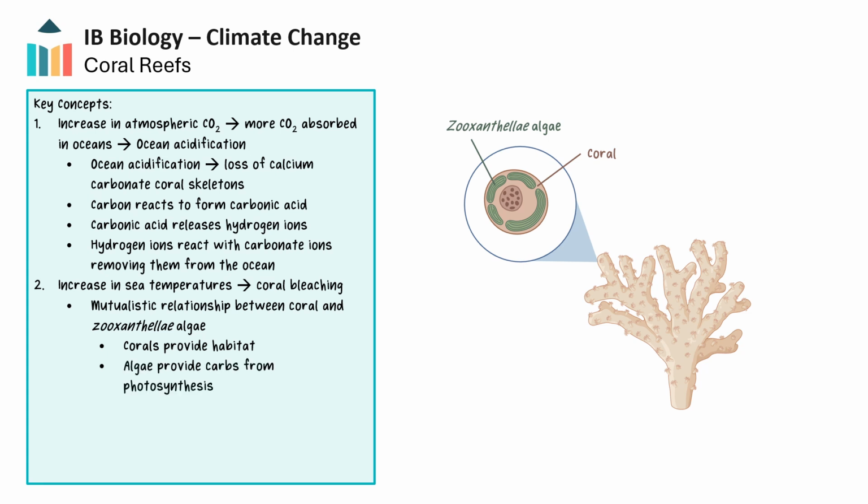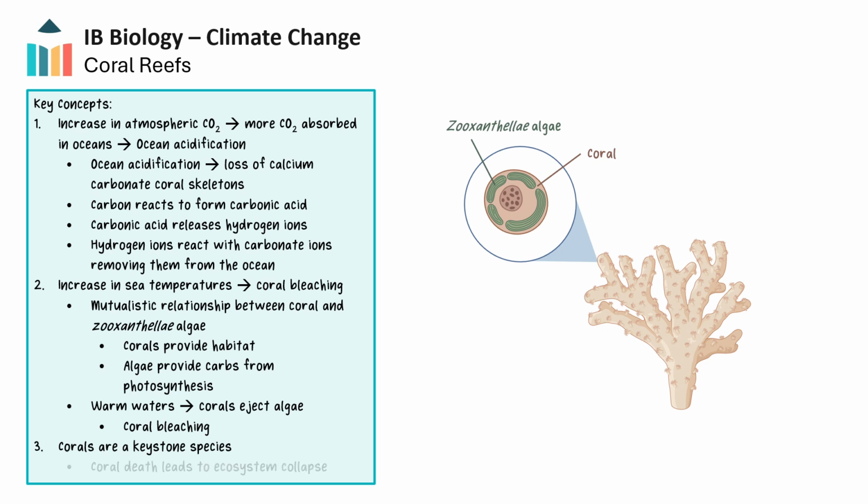When ocean waters warm, the corals eject the algae, causing the corals to lose their vibrant colors and weaken, also known as coral bleaching. Corals are keystone species, meaning many other organisms rely on corals in the ecosystem. When corals die, entire reef ecosystems can collapse, affecting the diverse species that depend on them for food and shelter. Coral reef degradation is a critical issue, as reefs are among the most biodiverse ecosystems on the planet.